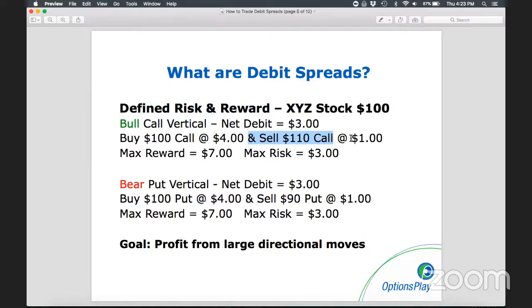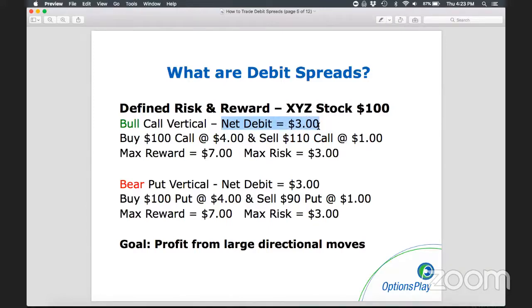And what that's going to do is bring in a credit. So let's say that brings me $1. So the combined value of the two legs, buying that $100 call for $4 and selling that 110 call for $1, my net debit is a $3 debit.